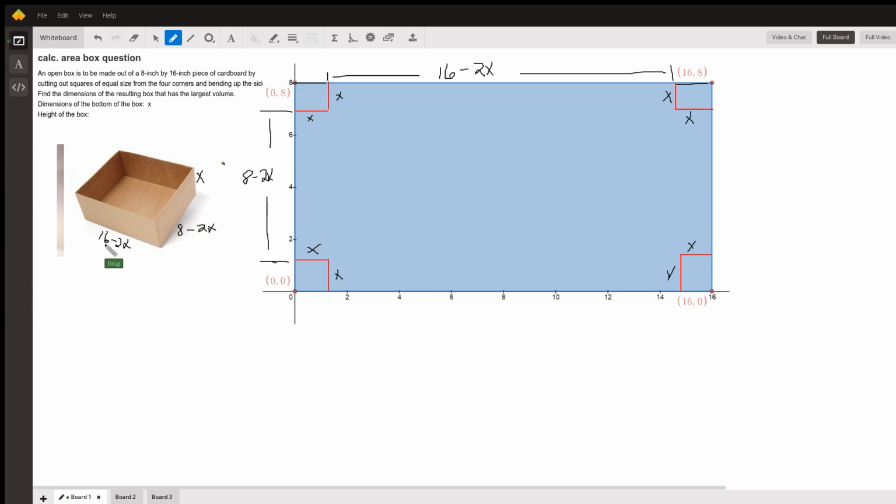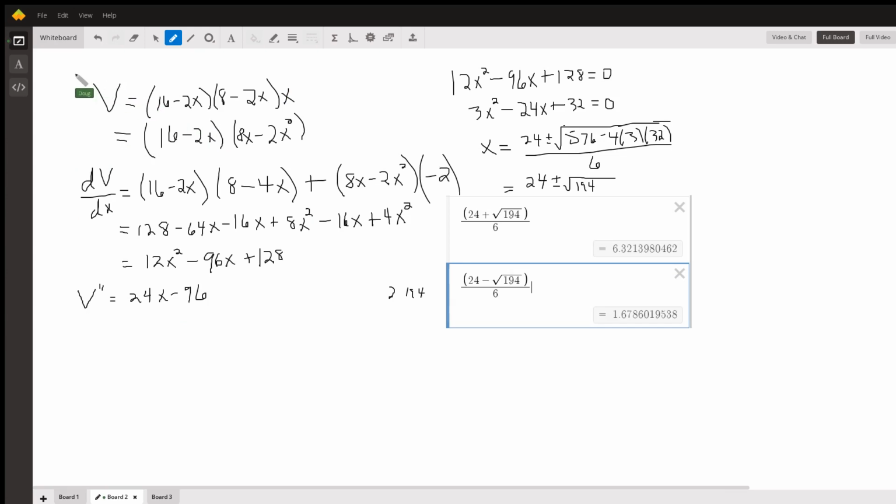And so the box is going to look like this: 16 minus 2x by 8 minus 2x, and this height will be x. So the volume of the box will be represented by this formula right here: length times width times height. And what we want to do is take the derivative of V with respect to x.